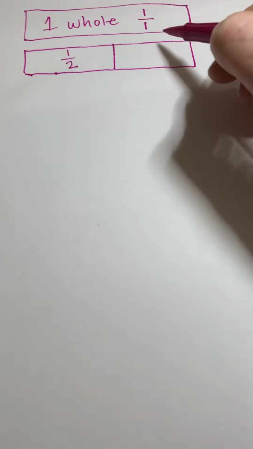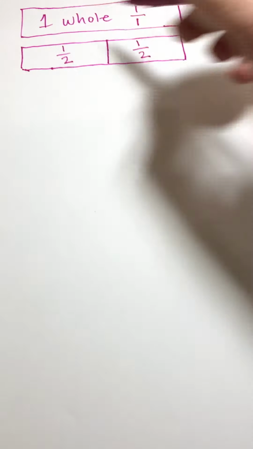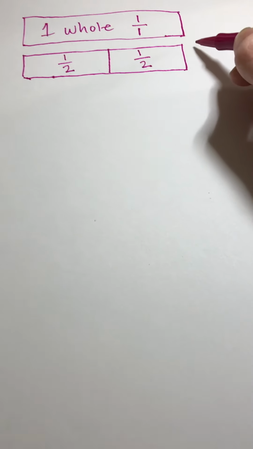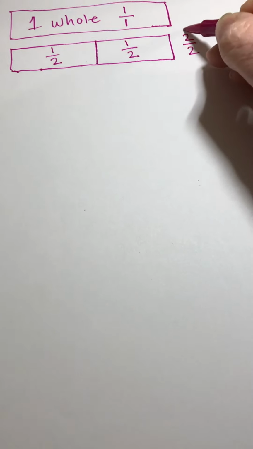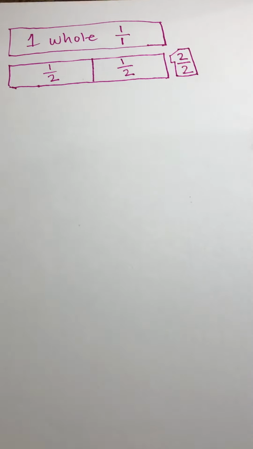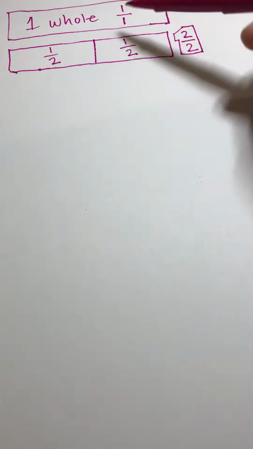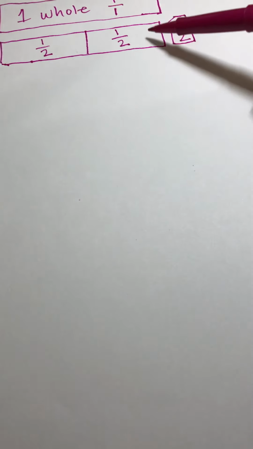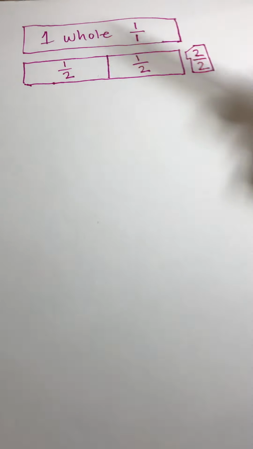This is 1 out of 2, and this is 1 out of 2. The whole thing is still 1, but we call the whole thing 2 out of 2. I like to draw a 1 around it to remind myself that that's still the magic 1. But if I shaded this, that would be 1/2. If I shaded this by itself, that would be 1/2. Okay, let's draw another 1 whole.